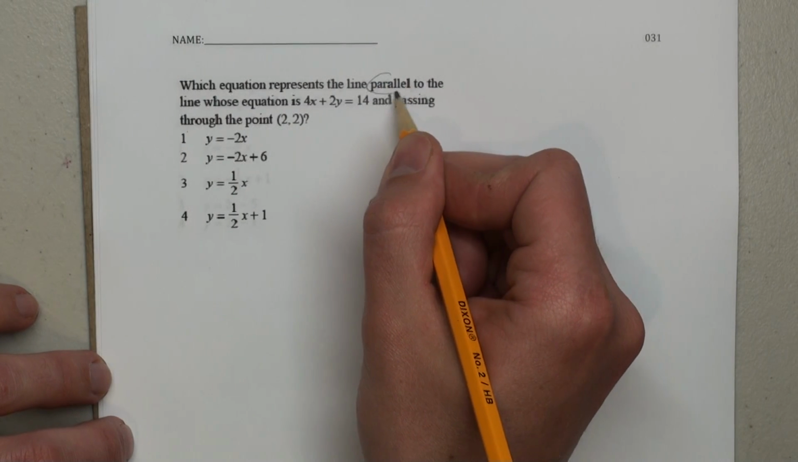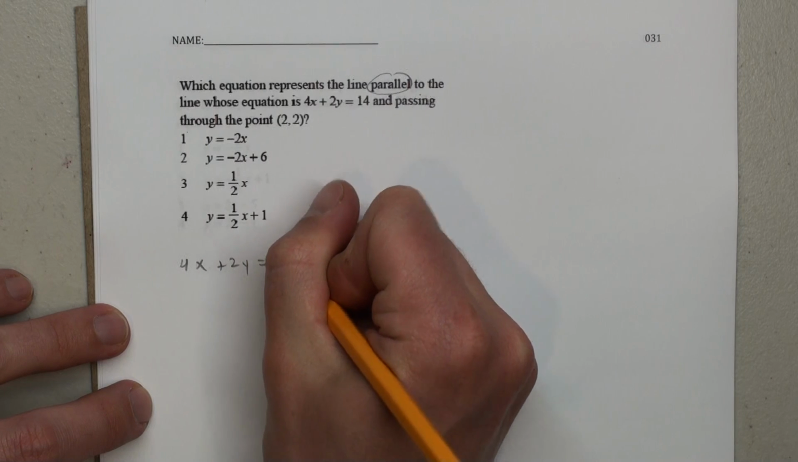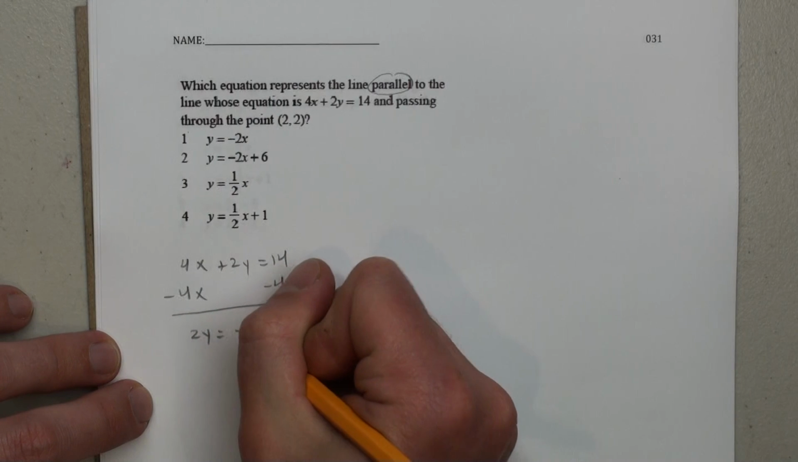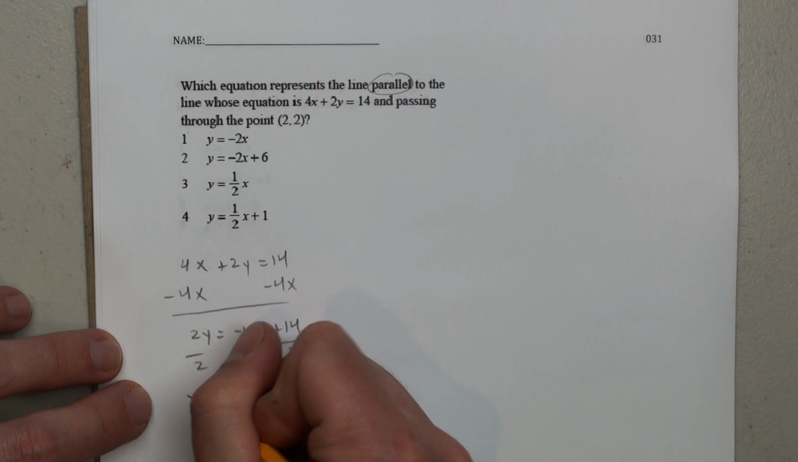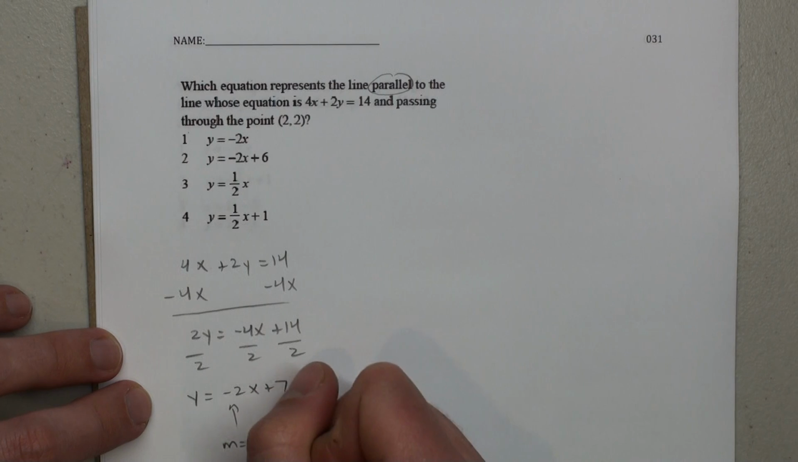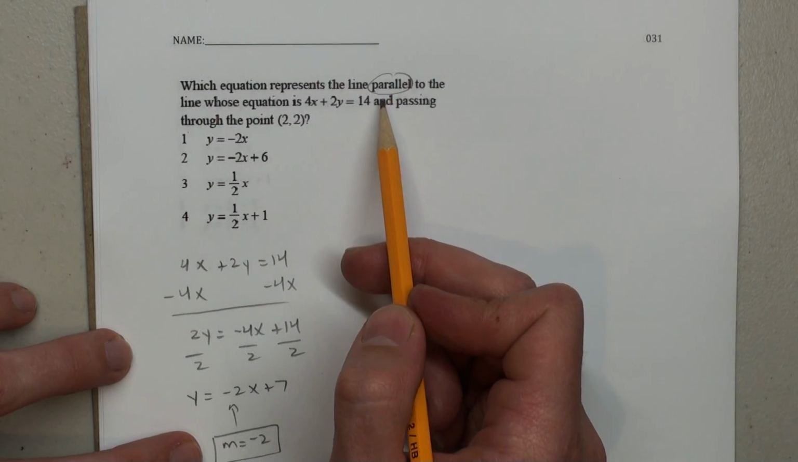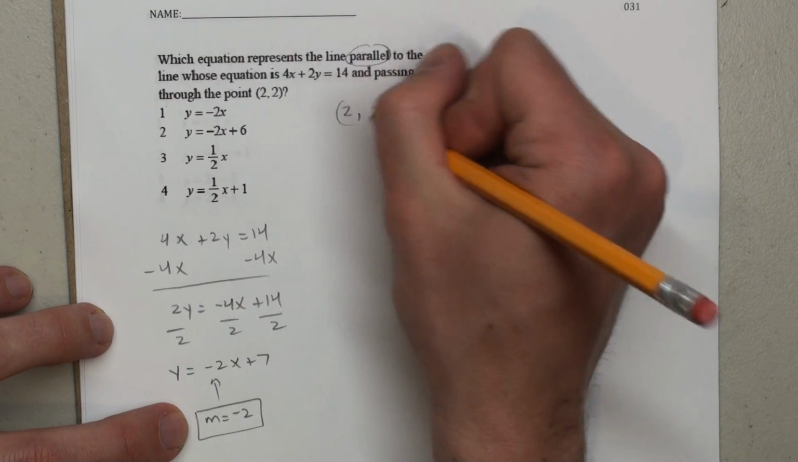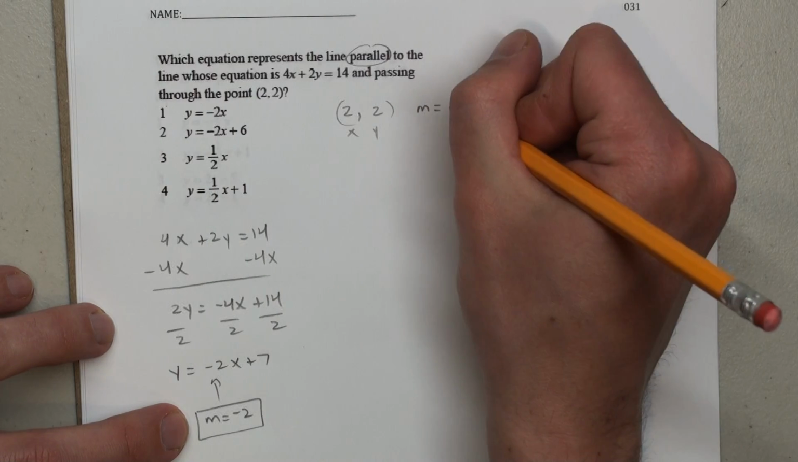Okay, same deal. Parallel to this equation, 4x plus 2y equals 14. So let's just throw this right into y equals mx plus b form. Hopefully you're doing this as fast as I am by this point, because you need to know how to do this over and over and over again. There it is, slope. And it's going to be the same slope because the lines are parallel. That's why we're not looking for the negative reciprocal here. So I have 2 comma 2. That's the point that the line goes through, so I can use that as my xy. Then I have my slope is negative 2.